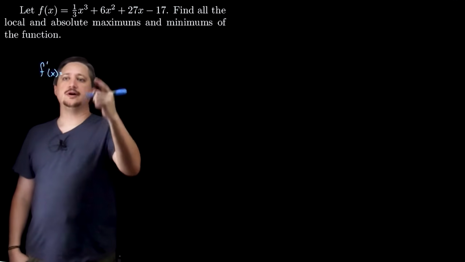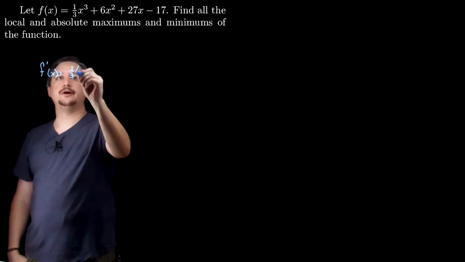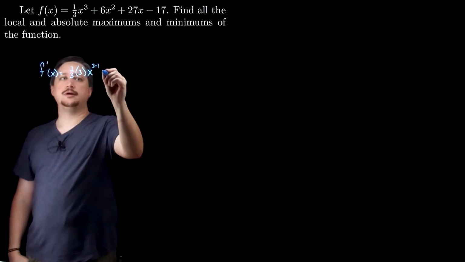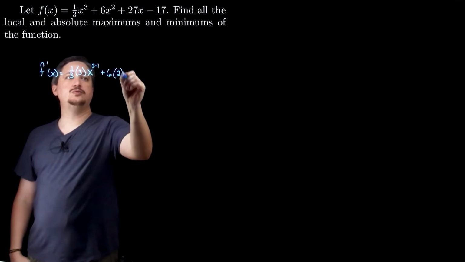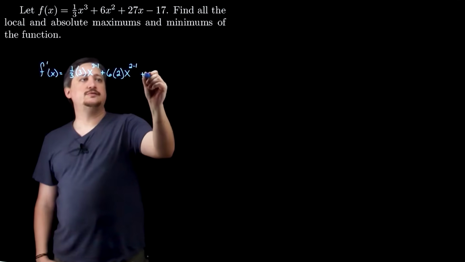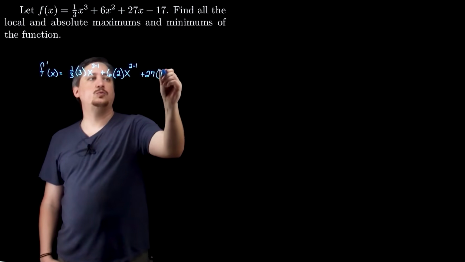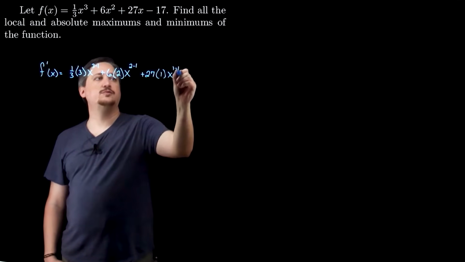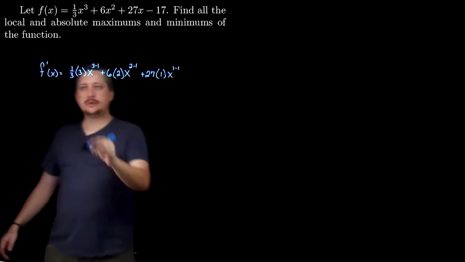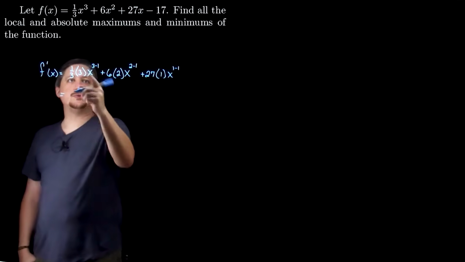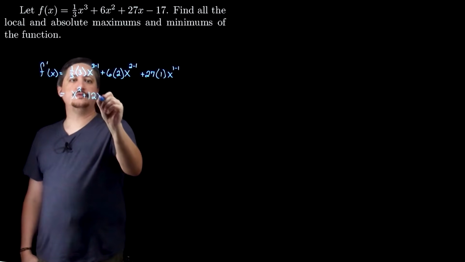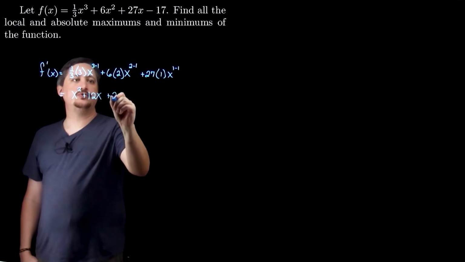So the derivative, I'm going to have 1/3 times 3x to the 3 minus 1, plus 6 times 2x to the 2 minus 1, plus 27 times 1x to the 1 minus 1, and the derivative of negative 17 is just 0. So then I clean this up. The 3 and the 1/3 cancel, so I get x squared plus 12x plus 27.